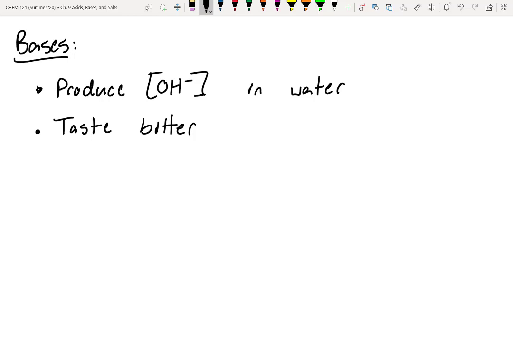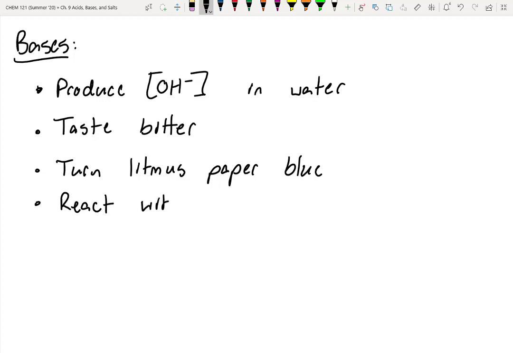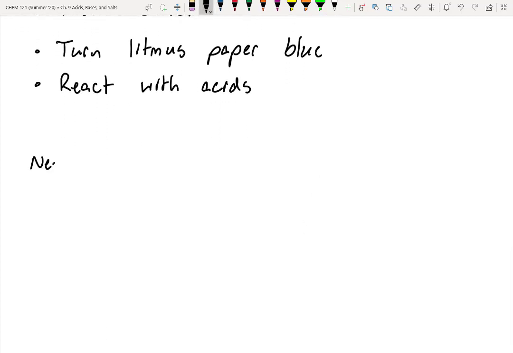All right, and then these turn litmus paper blue. So if you ever have an unknown solution and you want to know if it's acidic or basic, you can grab yourself some litmus paper and actually dip it in and check. And then last but not least, these obviously will react with acids to make salt and water usually, but sometimes it'll even react to produce CO2. All right, that leads me to my last point, a neutralization reaction.